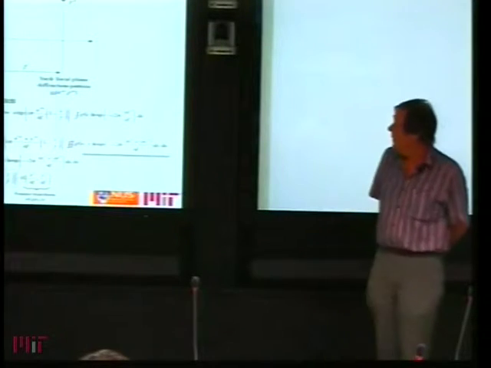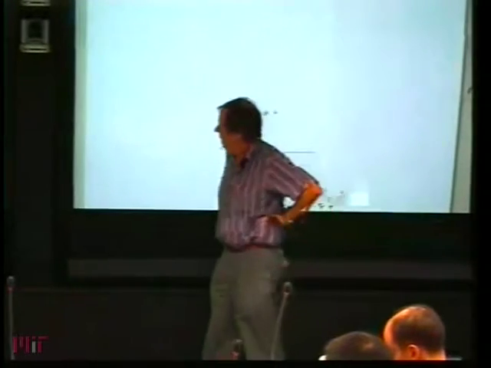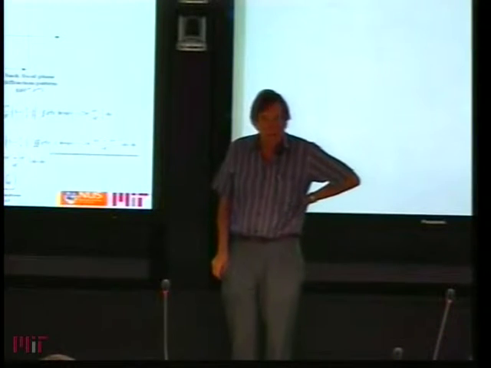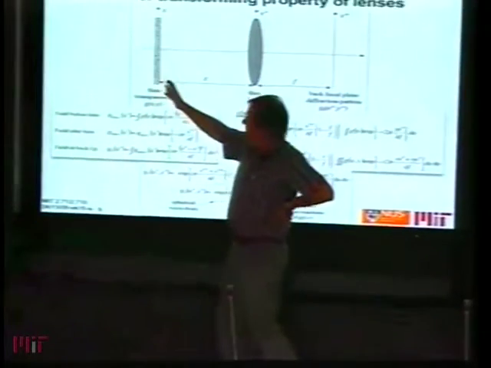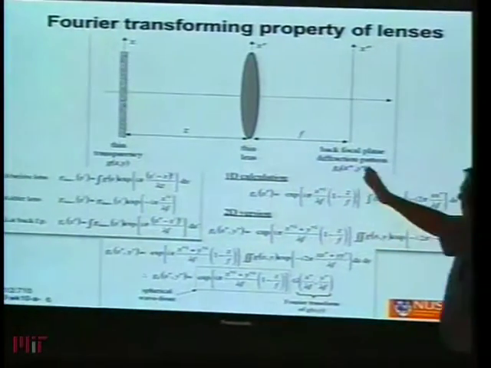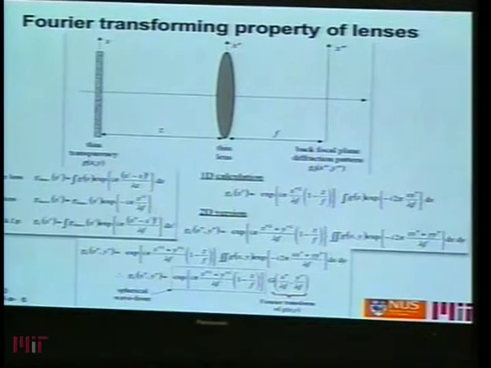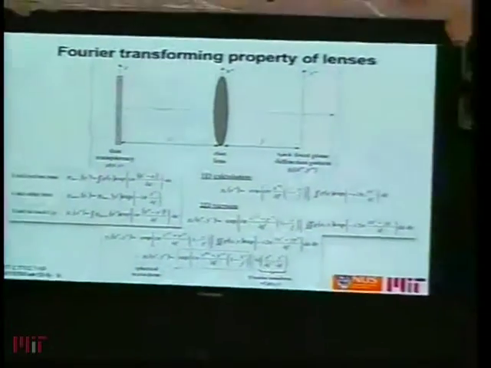Last time, George was looking at the Fourier transforming property of a lens, and he derived the 1D case, where you've just got a function of x rather than a function of x and y. You've got this transparency a distance z in front of the lens, and then you've got a screen placed a distance f behind the lens. And so the question is, what do you get on that screen? I'm not going to go through all the algebra of that again because George did it last time.